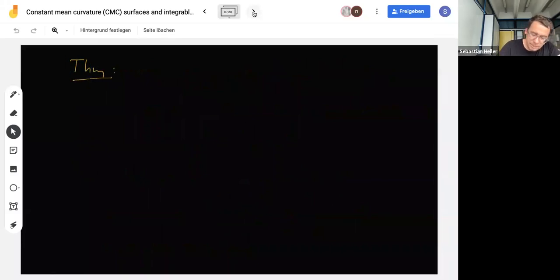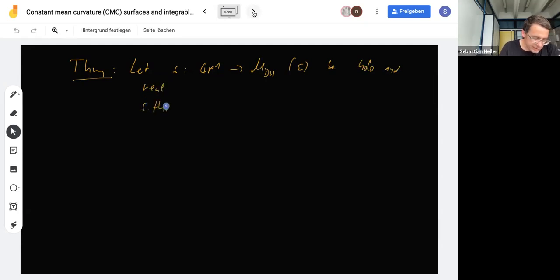So let S be a holomorphic section from CP1 into the Deligne-Hitchin moduli space of a Riemann surface, be holomorphic and real, such that the following properties are satisfied.